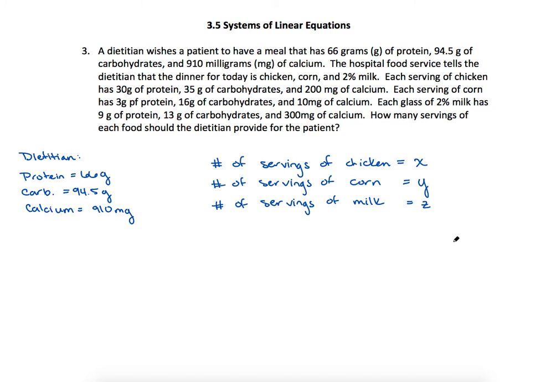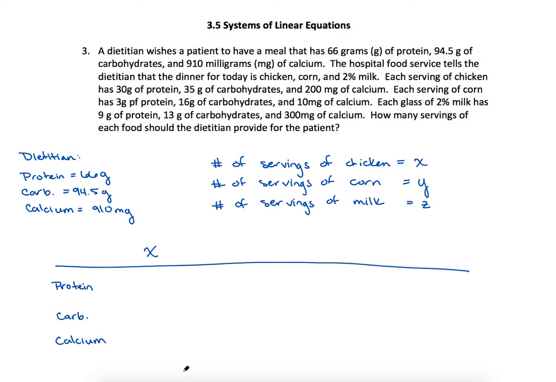Okay? And now what we're going to do is set up a table of sorts to write our equations to see how these are all related to each other. Okay, so we called X the number of servings of chicken, right? I'm just going to make this my first column. I don't know how many servings of chicken I'm going to give my patient, but I do know that in 1 serving of chicken, there is a certain amount of protein in it. There's also a certain number of carbohydrates, and there's also a certain number of calcium in 1 serving of chicken.